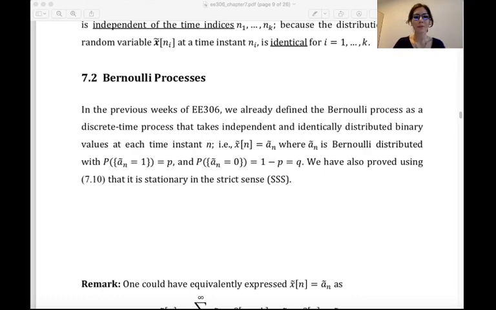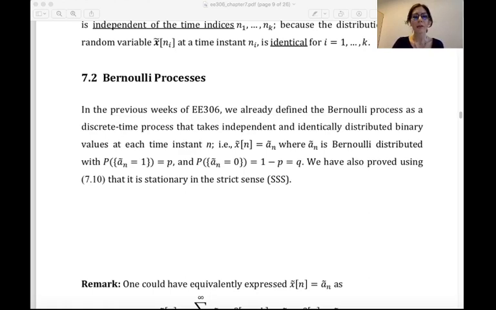Hi everyone. So today we continue with chapter 7. In the last lecture we saw Gaussian processes, which was the first part of chapter 7. So today we continue with Bernoulli and Poisson processes. This is what we are going to see today. So let's begin with Bernoulli processes.